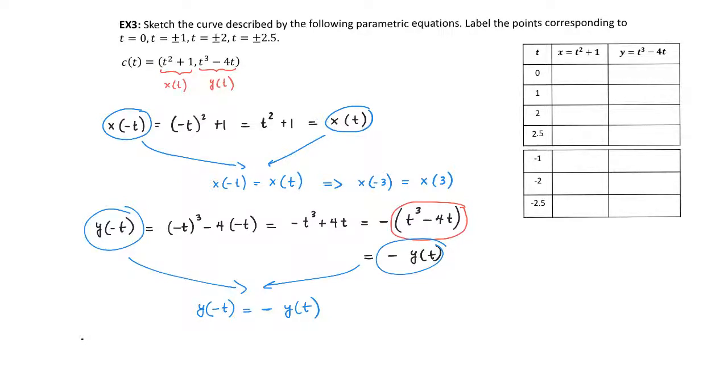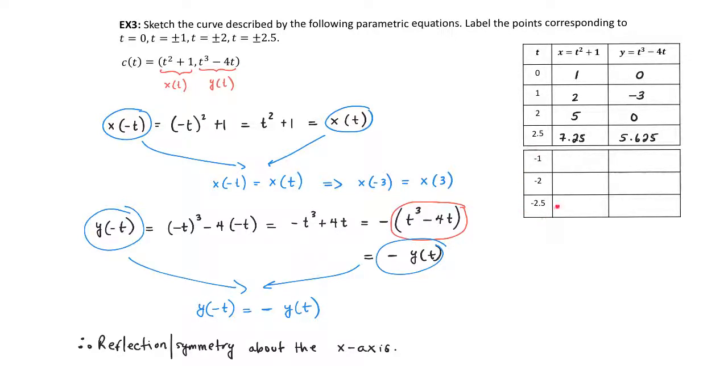So let me write that down. We should expect to see a reflection, or let me say symmetry, about the x-axis. I already started filling out the table here for the positive t values. Again, when t is equal to 0, you're going to go ahead and plug in 0 here, 0 and 0, practically wherever you see a t, and then you're going to have your x and your y value. Same thing with t is equal to 1 and 2 and 2.5.